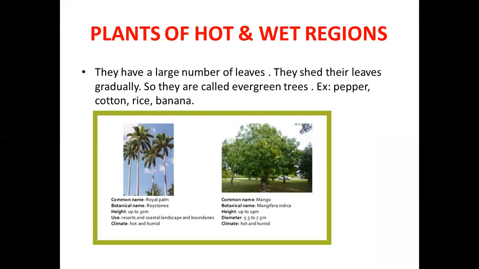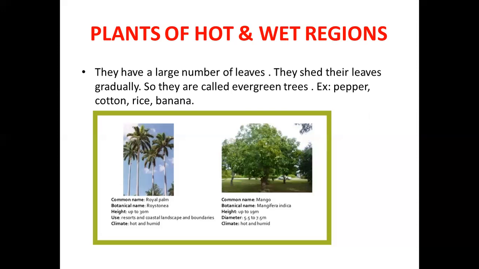Mango tree also is there. It can be seen in plains as well as hot and wet regions, and they have a large number of leaves, and when the leaves become old, they shed their leaves gradually, hence they are called evergreen trees.